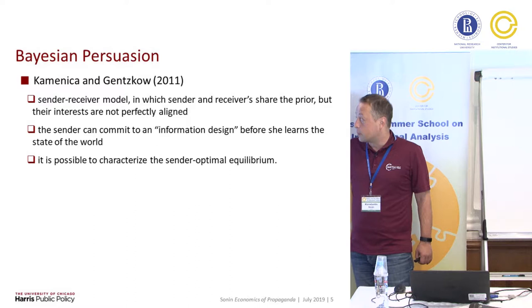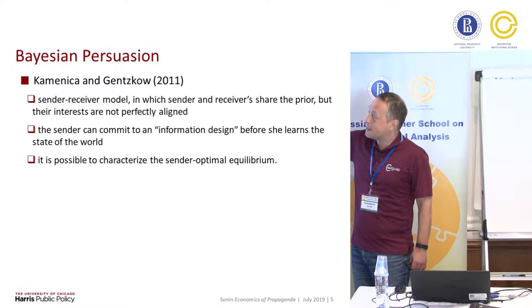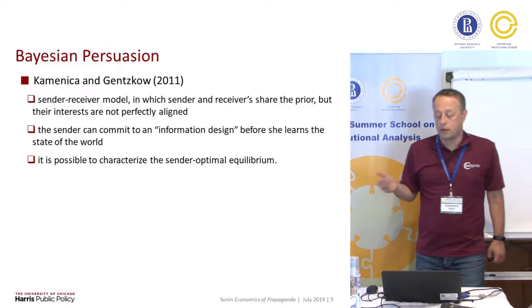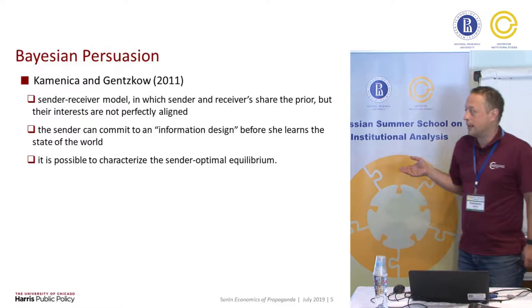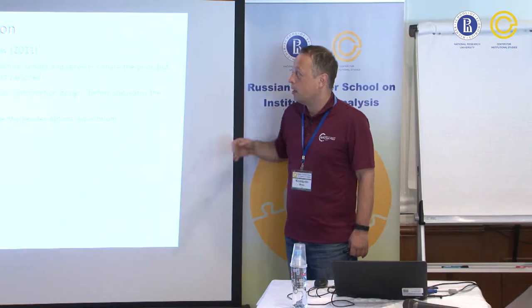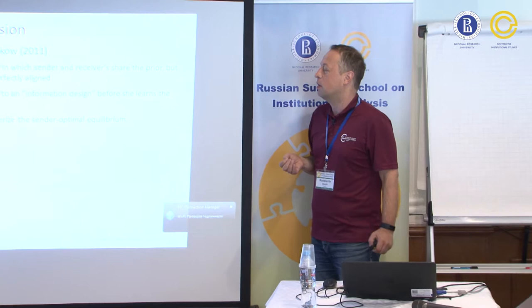I need to say that although the words Bayesian persuasion appeared first in the Kamenica and Gentzkow paper, there were a lot of papers before their paper that actually used this model in different kinds of situations. For example, Scott Gehlbach and I used the model of government control of the media, of propaganda and censorship, before Kamenica and Gentzkow created the general model, but the words Bayesian persuasion come from the Gentzkow model.